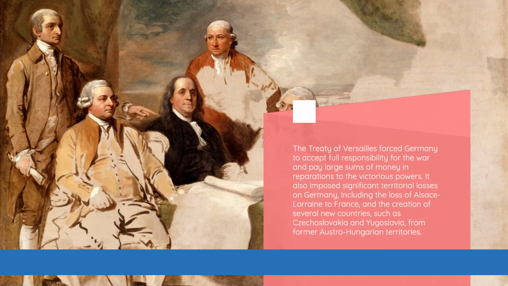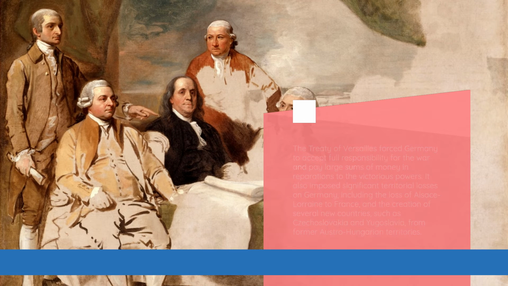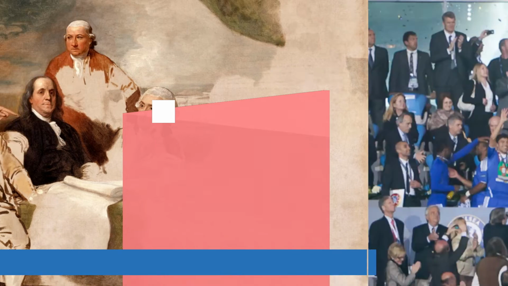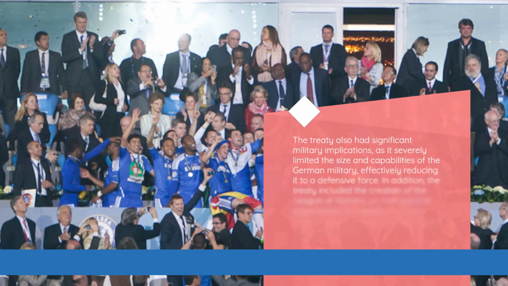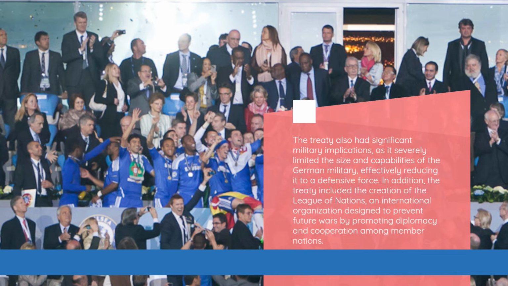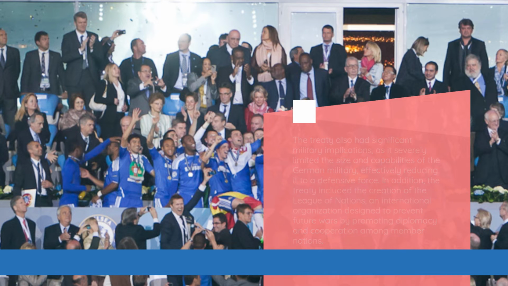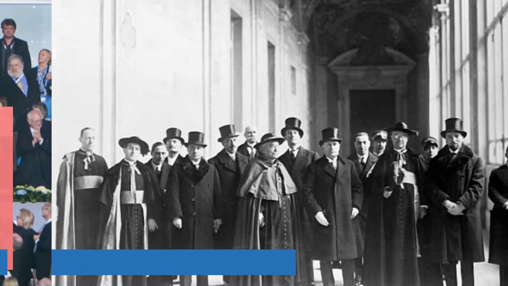It also imposed significant territorial losses on Germany, including the loss of Alsace-Lorraine to France, and the creation of several new countries, such as Czechoslovakia and Yugoslavia, from former Austro-Hungarian territories. The treaty also had significant military implications, as it severely limited the size and capabilities of the German military, effectively reducing it to a defensive force. In addition, the treaty included the creation of the League of Nations, an international organization designed to prevent future wars by promoting diplomacy and cooperation among member nations.